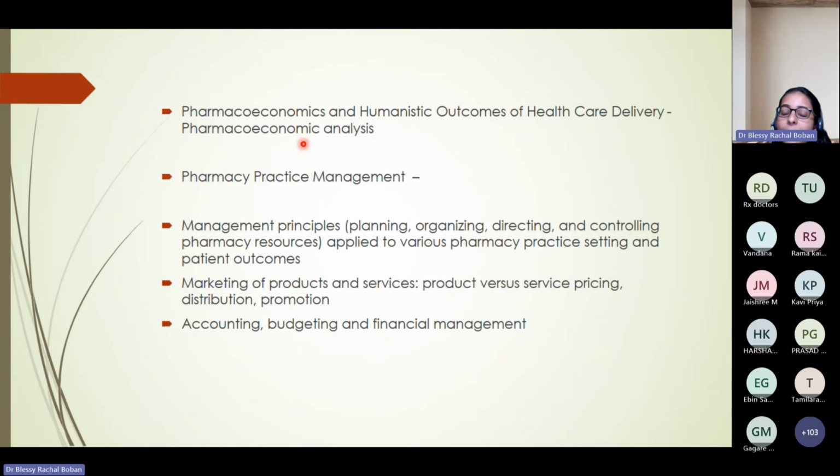If both drugs are therapeutically equivalent, definitely you will go with the cheapest drug, no? So that is cost minimization analysis. That would be the simplest study.